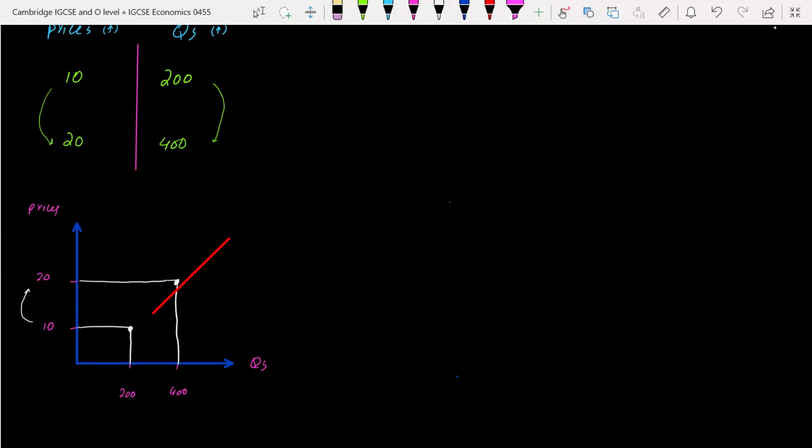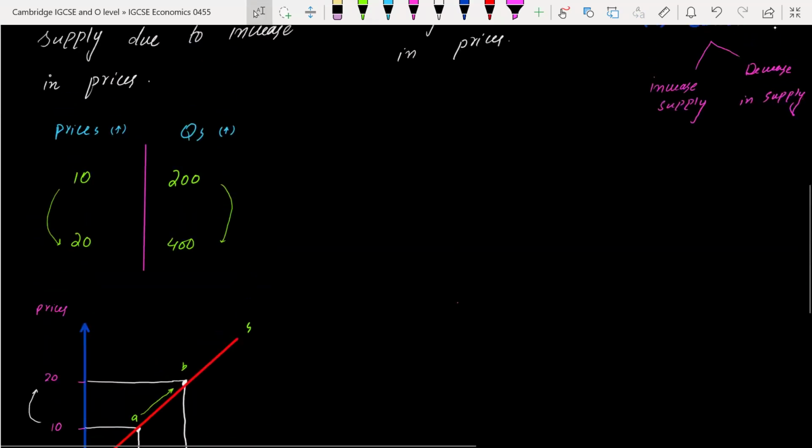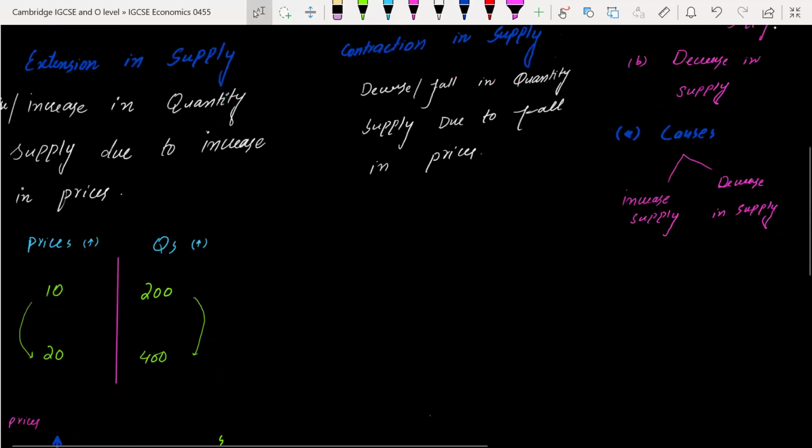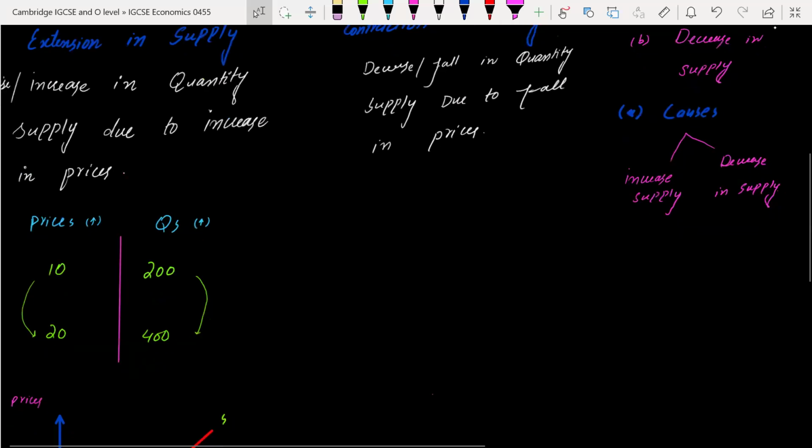By joining these points, I can also give names to these points. For example, I can say A point and B point. You can check that it is extending from A point to B, which is called extension, means from 200 to 400. This one is our supply curve. So let's talk about contraction in supply.